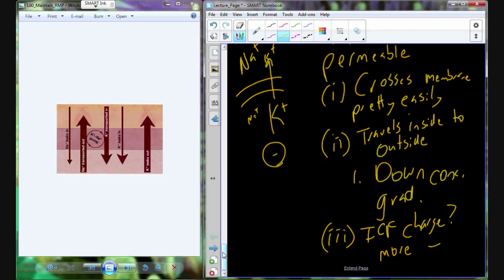But we want to maintain our resting membrane potential, right? We want to maintain it at minus 70 millivolts, so we're going to have to do something to counteract this. However, we're not done yet with tending towards disorder. Does everybody have all of this?